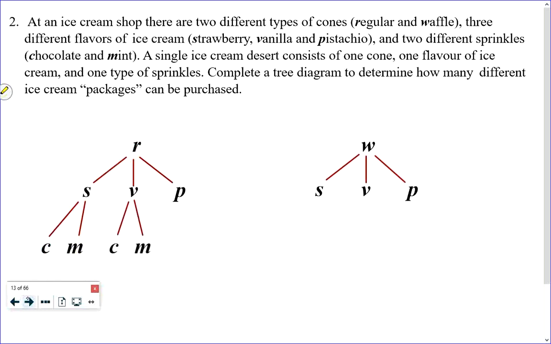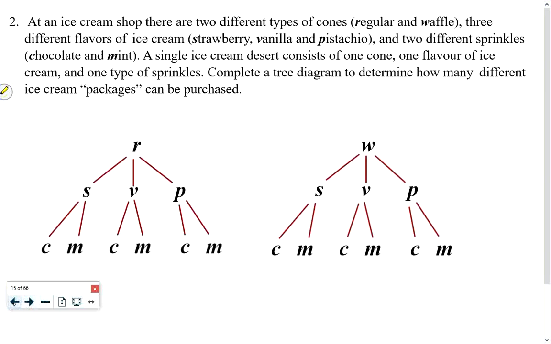And what we do is we continue to branch off here. Now, you're not going to have to do this each time, but sometimes on exams you're asked to explain what a tree diagram means. What this left-hand side of my big tree diagram means is that there are 6 different ice cream desserts, treats, that have a regular cone. Regular strawberry chocolate sprinkles, regular strawberry mint sprinkles. That's 2. Regular vanilla chocolate, regular vanilla mint. That's another 2. Regular pistachio chocolate, regular pistachio mint. That's another 2.